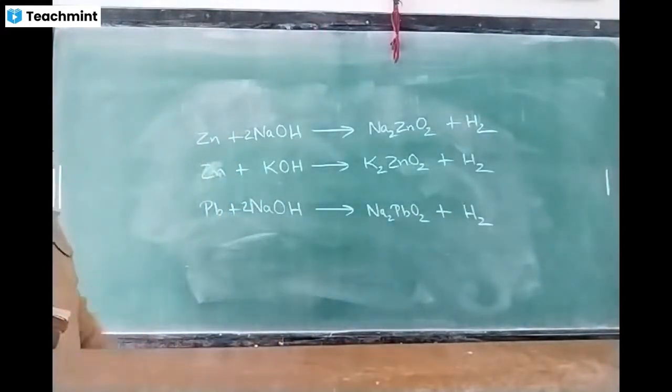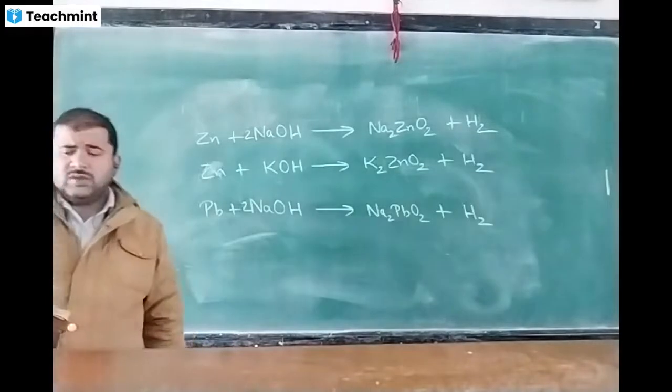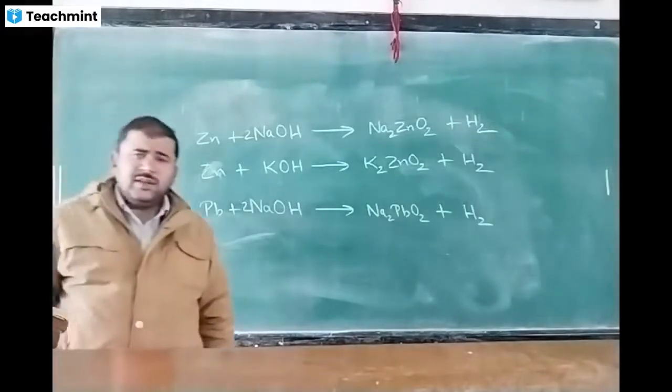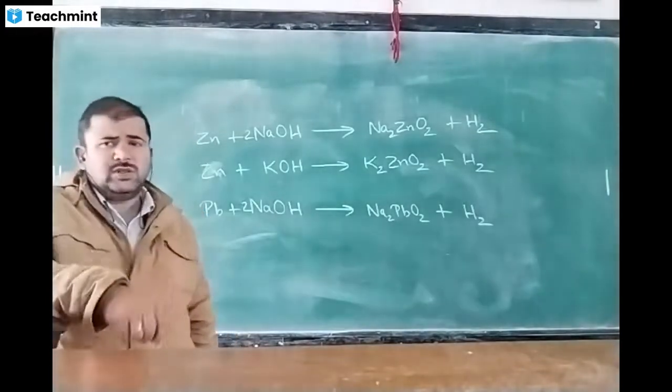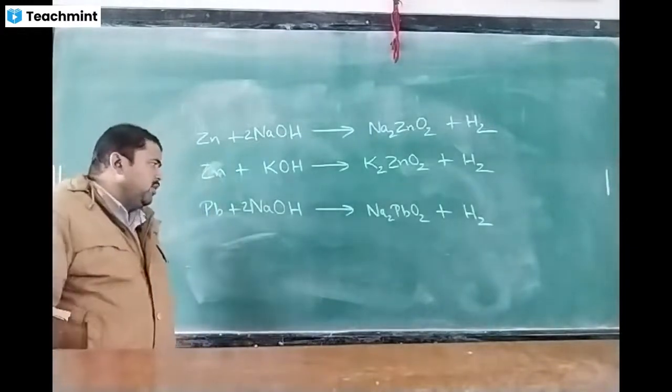In the same manner, suppose aluminium reacts with sodium hydroxide, we get sodium aluminate plus hydrogen gas. So these are the reactions, and in these reactions alkali is used for the preparation of hydrogen gas.